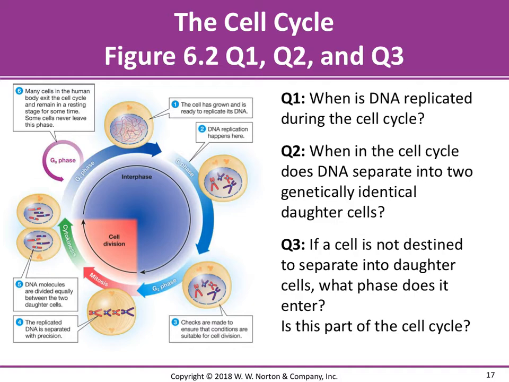So, when is DNA replicated during the cell cycle? We talked about this, S phase. When in the cell cycle does DNA separate into two genetically identical daughter cells? That's called cytokinesis. When the DNA separates and you have two daughter cells, that's mitosis and cytokinesis. If a cell is not destined to separate into daughter cells, what phase does it enter? G0.